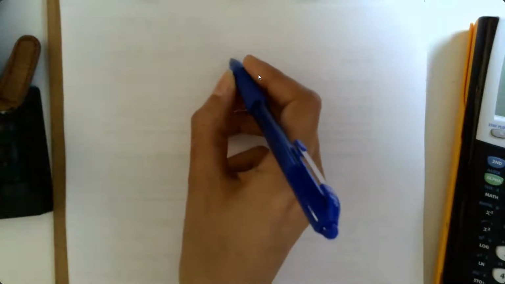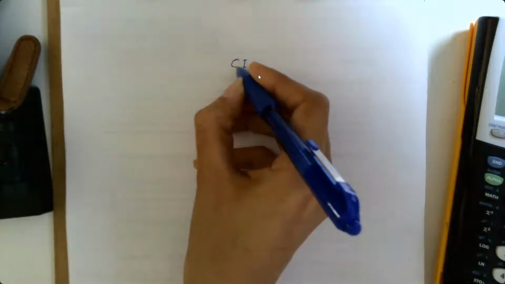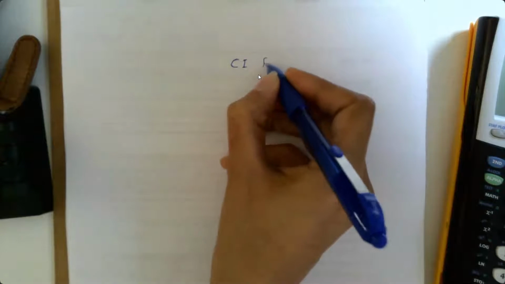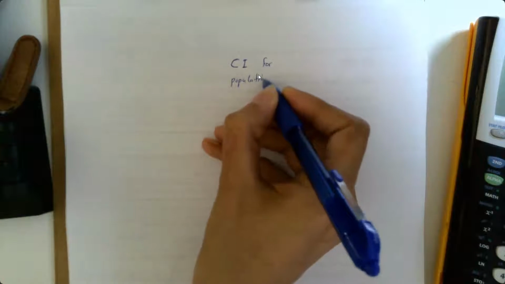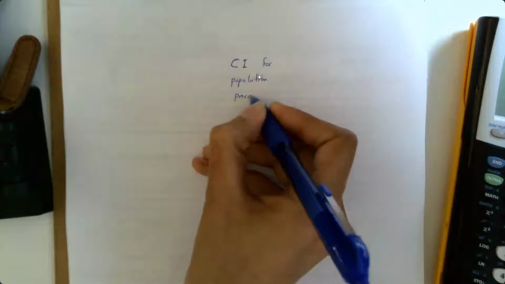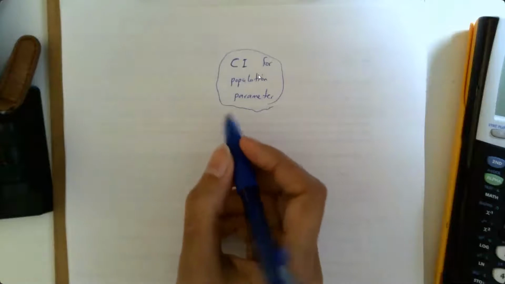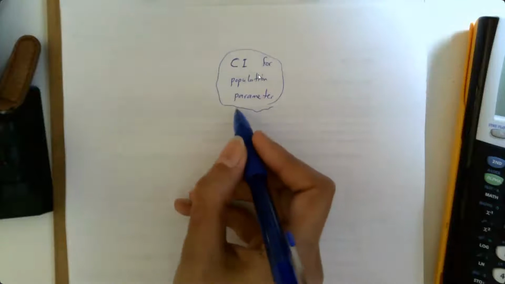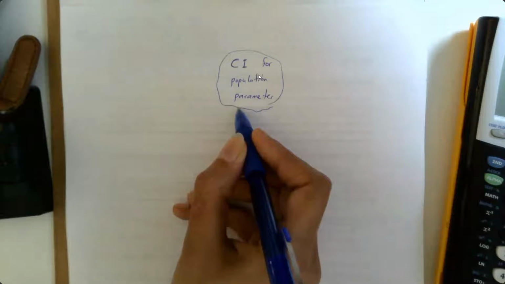So what we learned so far, let's write down a short summary here. We start talking about forming confidence interval for population parameter. Population parameter. This is our goal. So when we read a question, we need to identify the parameter that is being asked about.